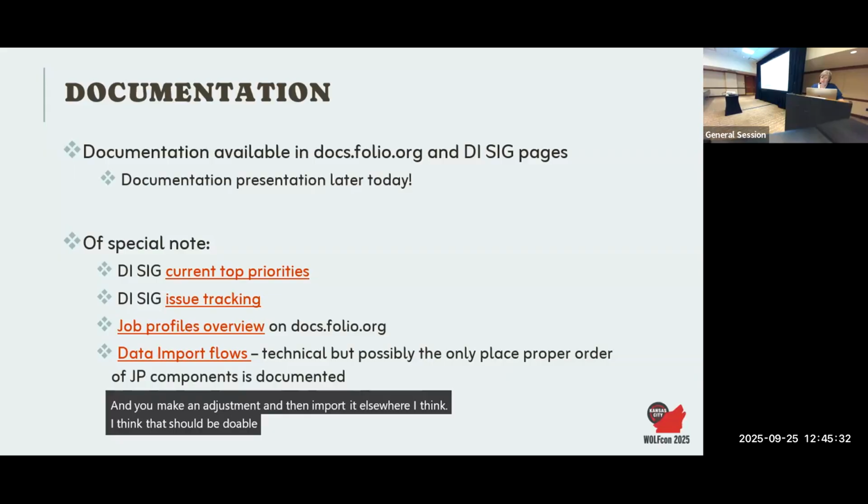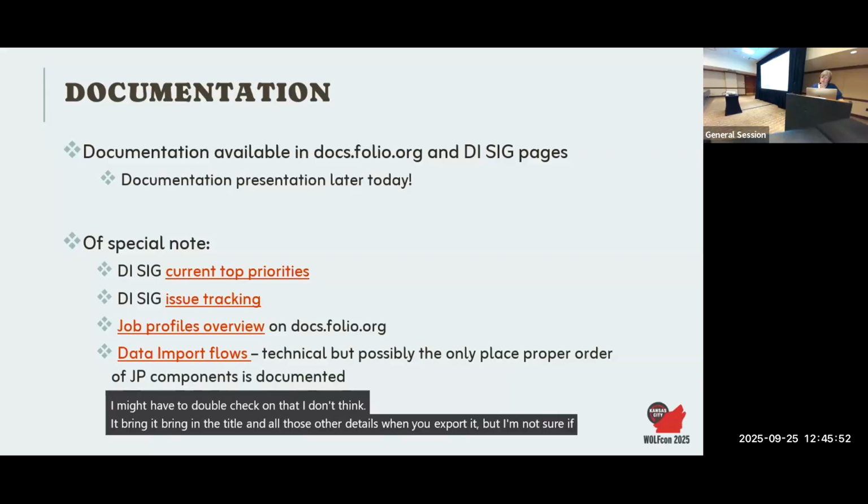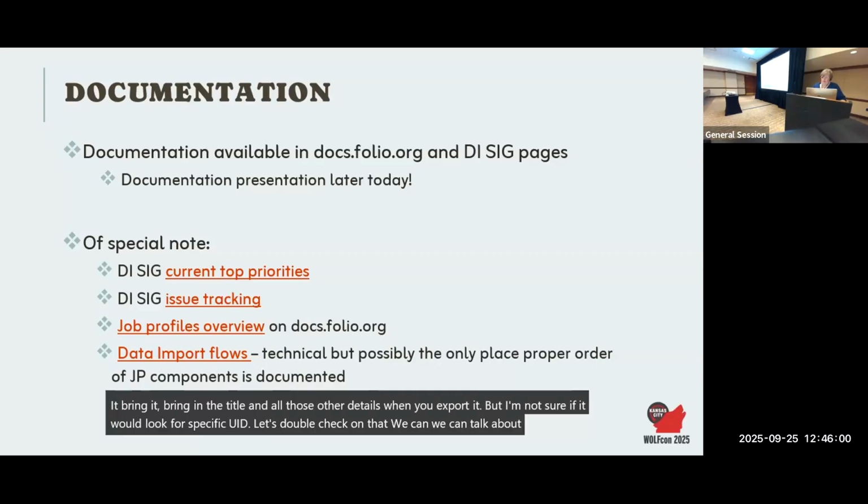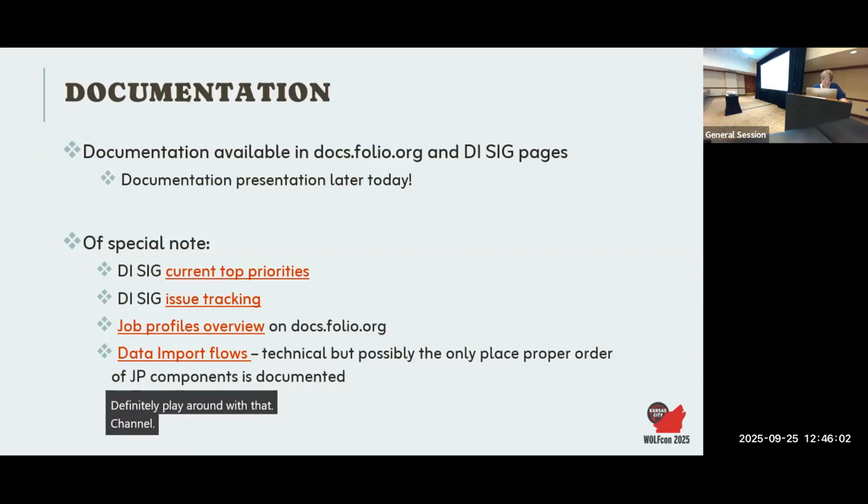Do you have any thoughts? Does the job profile itself have a UUID? I might have to double check on that. I don't think it would bring in the title and all those other details when you export it. But I'm not sure if it would look for a specific UUID. Okay, but let's double check on that, and yeah, we can talk about that. We should definitely play around in the data import SIG Slack channel. Thanks.